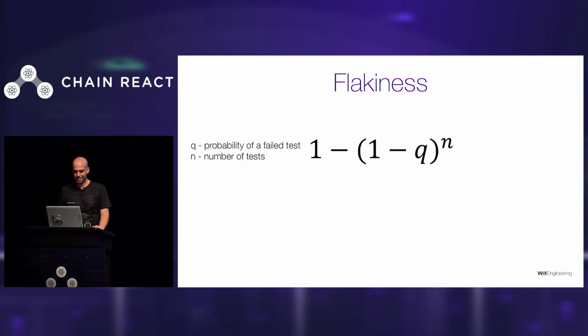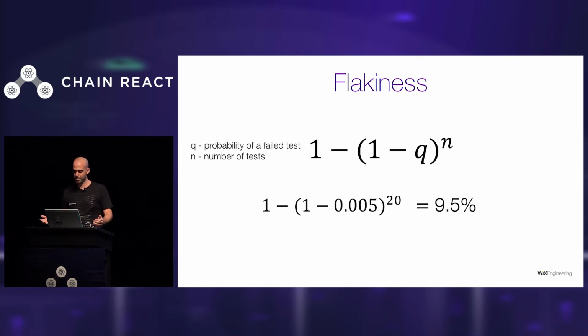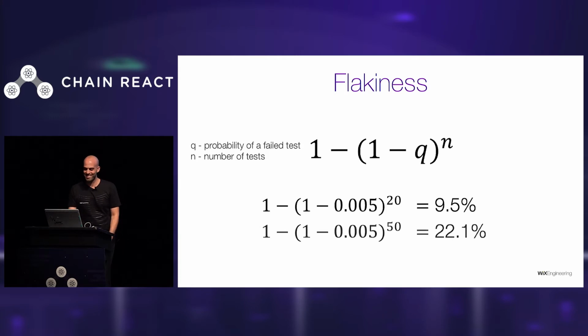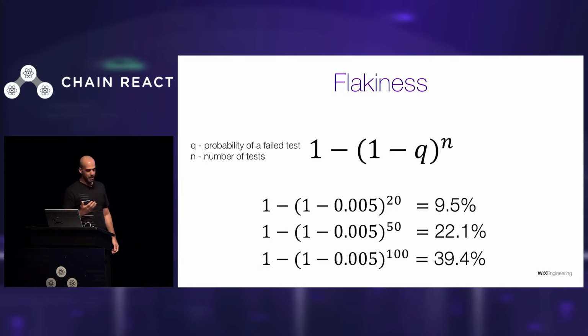So how unreliable a test suite really is. Let's calculate the probability of a test suite to fail. So Q is the probability of a failed test, and N is the number of tests. So 1 minus Q is the probability of a single test to succeed, and 1 minus Q to the nth power is the probability of the entire suite to succeed. 1 minus all that is the probability of at least one test to fail. So if the tests are flaky 0.5% of times, and we have 20 tests, then we have about 10% of failing test suites. I'm just kidding. It's fine. Anyway, if we have 50 tests, we have around 22% of flaky suites. And if we have 100 tests, well, you get the idea.